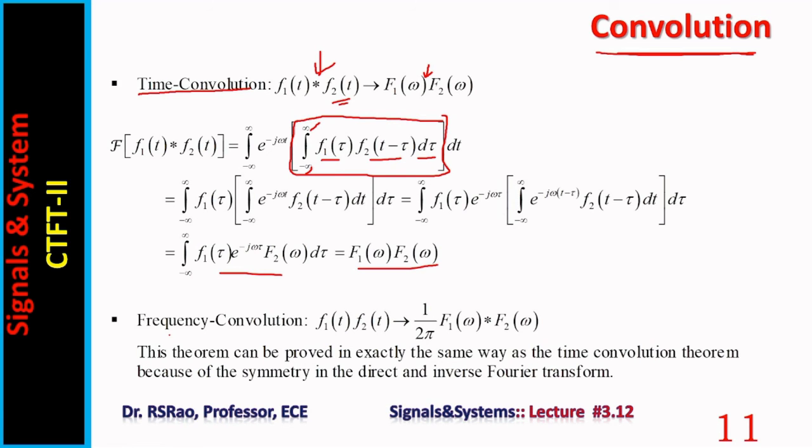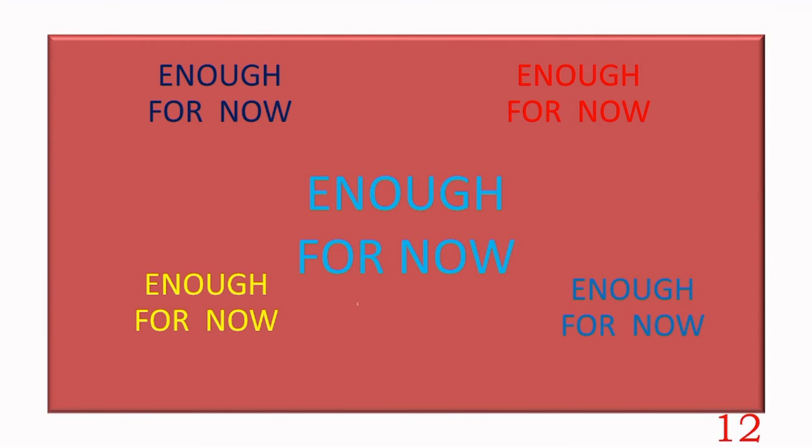Then we move on to frequency convolution. Here convolution is happening in the frequency domain. This property states that the Fourier transform of f1(t) multiplied by f2(t) is 1/(2π) F1(ω) convolved with F2(ω). Notice here convolution is in the frequency domain and multiplication is in the time domain. The convolution in one domain leads to multiplication in the other domain.